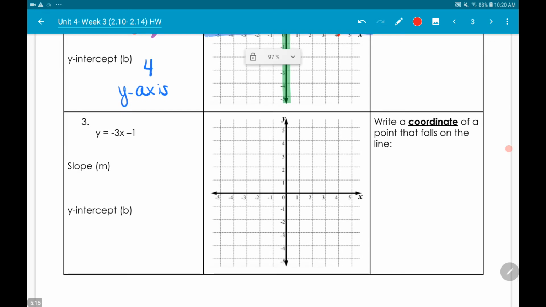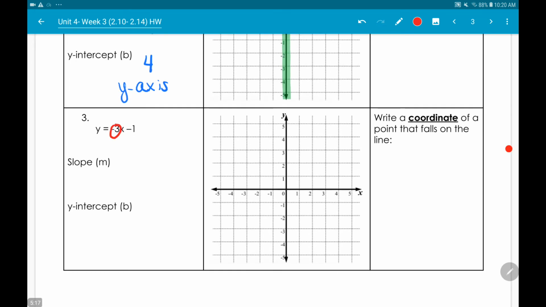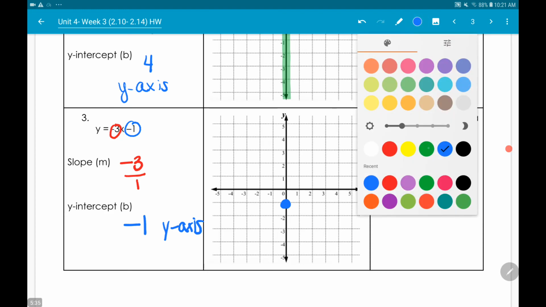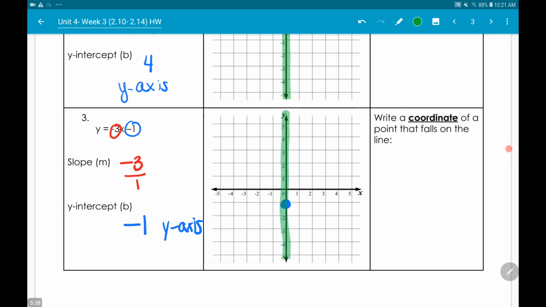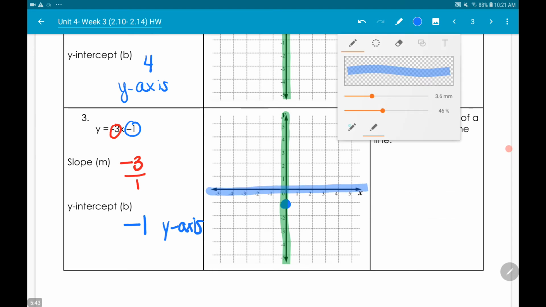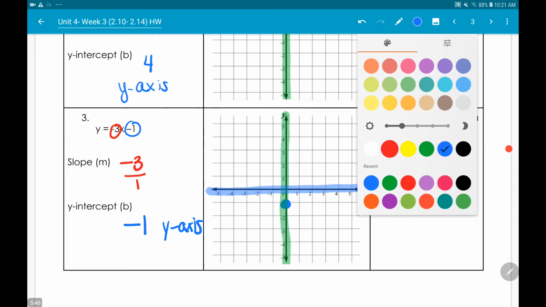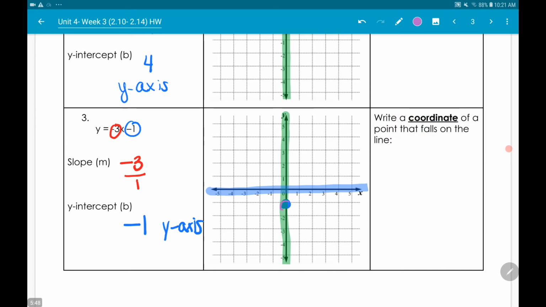All right, last graph. So first I identify my slope is -3. This is a whole number, so I need to put it over 1. And my y-intercept is -1. So we start here on my y-axis. So I find -1 on my y-axis. Let's highlight our y-axis. And our x-axis. All right, so I start here on my y-axis, and then my slope again tells me how to move.